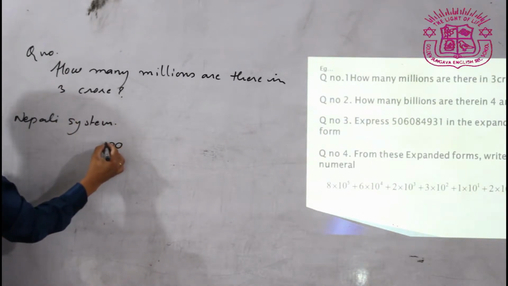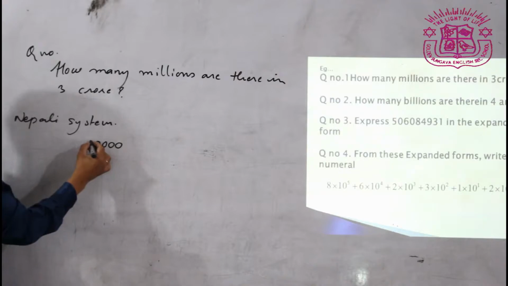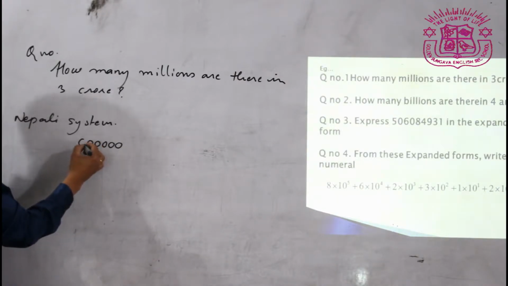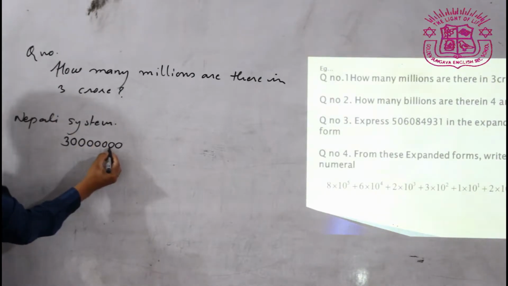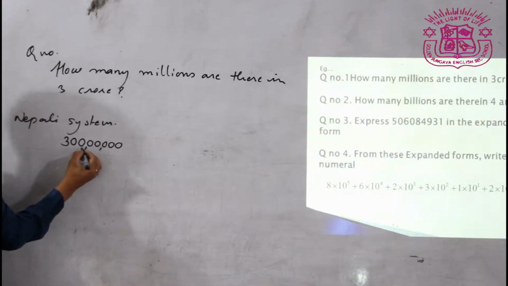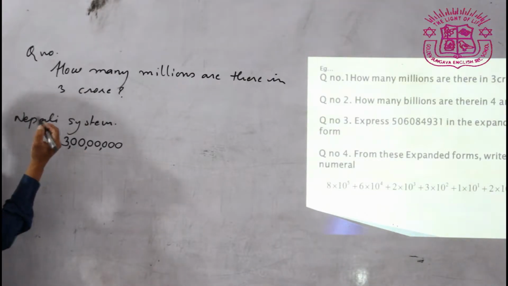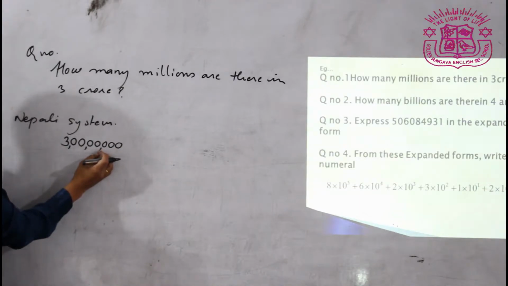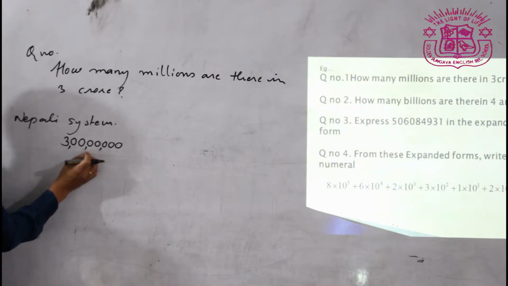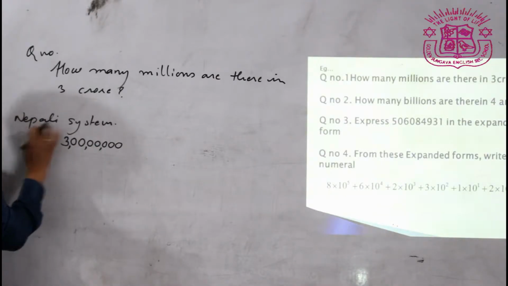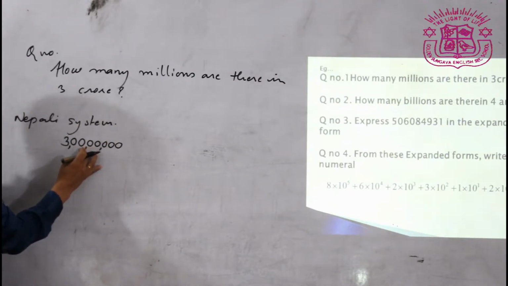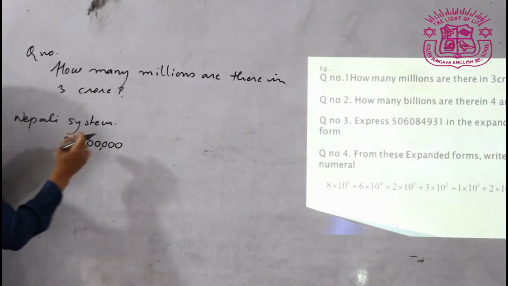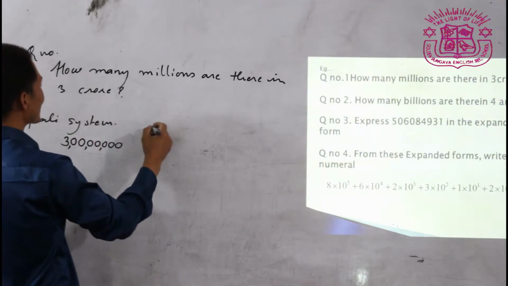Ones, tens, 100, 1000, 10,000, lakh, 10 lakh, crore, isn't it? 3 crores. We put the commas after 3 digits at first. 1, 2, 3, comma. Then after 2 numbers, comma, 2 numbers, comma. In Nepali system, we write 3 crores in this way. The same digits we write in international system.